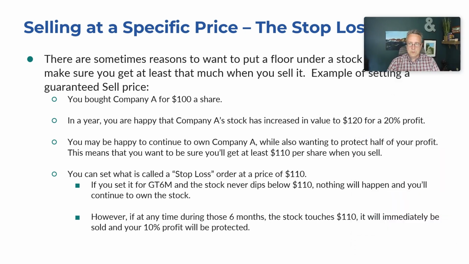And so what you can do is set what's called a stop loss order. Let's say you want to protect half of your profit. So you'll set a stop loss order at a price of $110. If you set it at this 6-month time frame and the stock never dips below that $110, nothing will happen and you'll continue to own the stock. But if at any time during that 6-month period, the stock touches that $110, it will immediately be sold and your 10% profit will be protected.